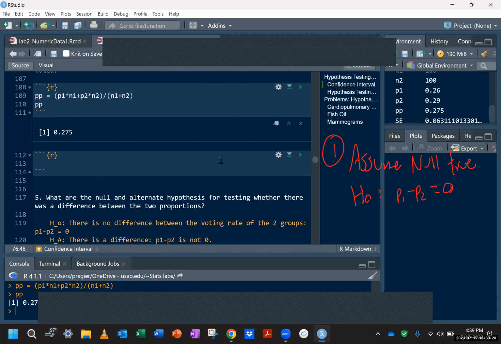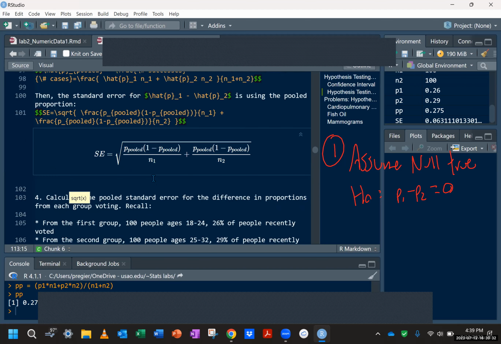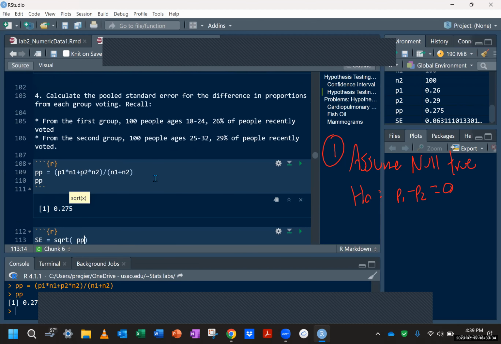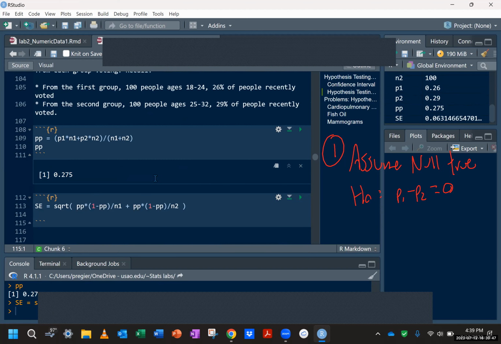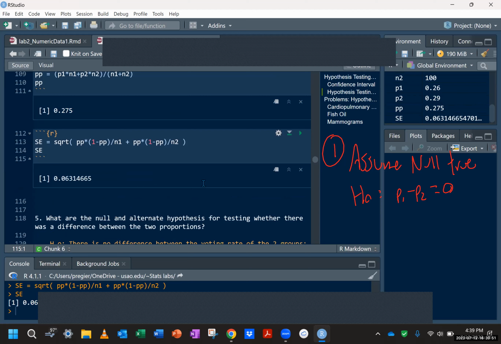Now let's find our pooled standard error. So we got PP times, what's the formula? Oh yeah. Pool proportion times 1 minus the pool proportion divided by N1. And then I'm going to do the same thing, but divided by N2. So there's my standard error. So let's look what all this means.